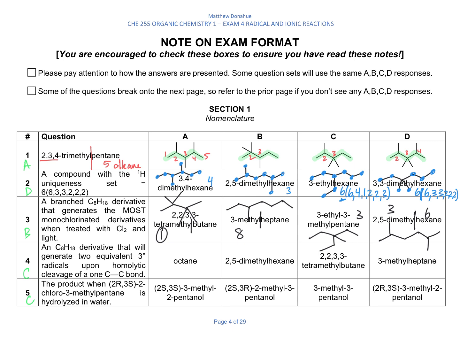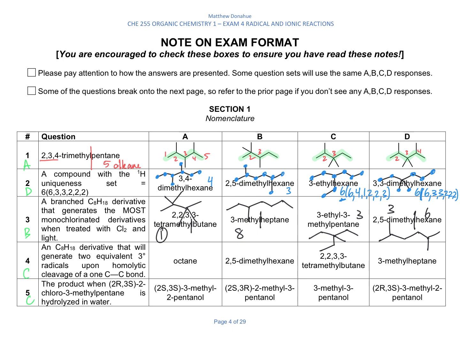And so question 4 says C8H18 derivative that will generate 2 equivalent tertiary radicals upon homolytic cleavage of one carbon-carbon sigma bond. So C is the correct answer. So we're looking for, again, species that have to start with basically quaternary carbons, so that when you cleave them, you're going to get a tertiary radical.